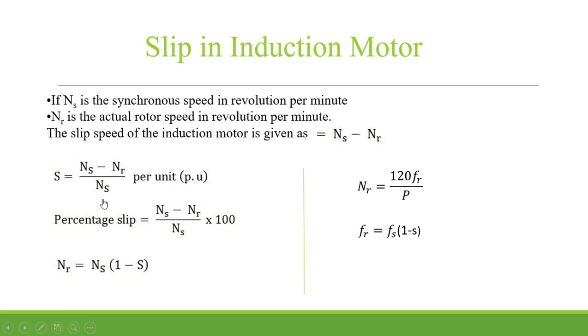So we have calculated the percentage slip and we have written nr in terms of ns. Now this nr, the actual speed of the rotor in revolutions per minute, can also be written as 120 fr upon p, where fr is the rotor frequency. So fr in terms of fs can be written as fr equals fs times (1 minus s), where s is the slip and fr is the rotor frequency. This can be written from this equation.